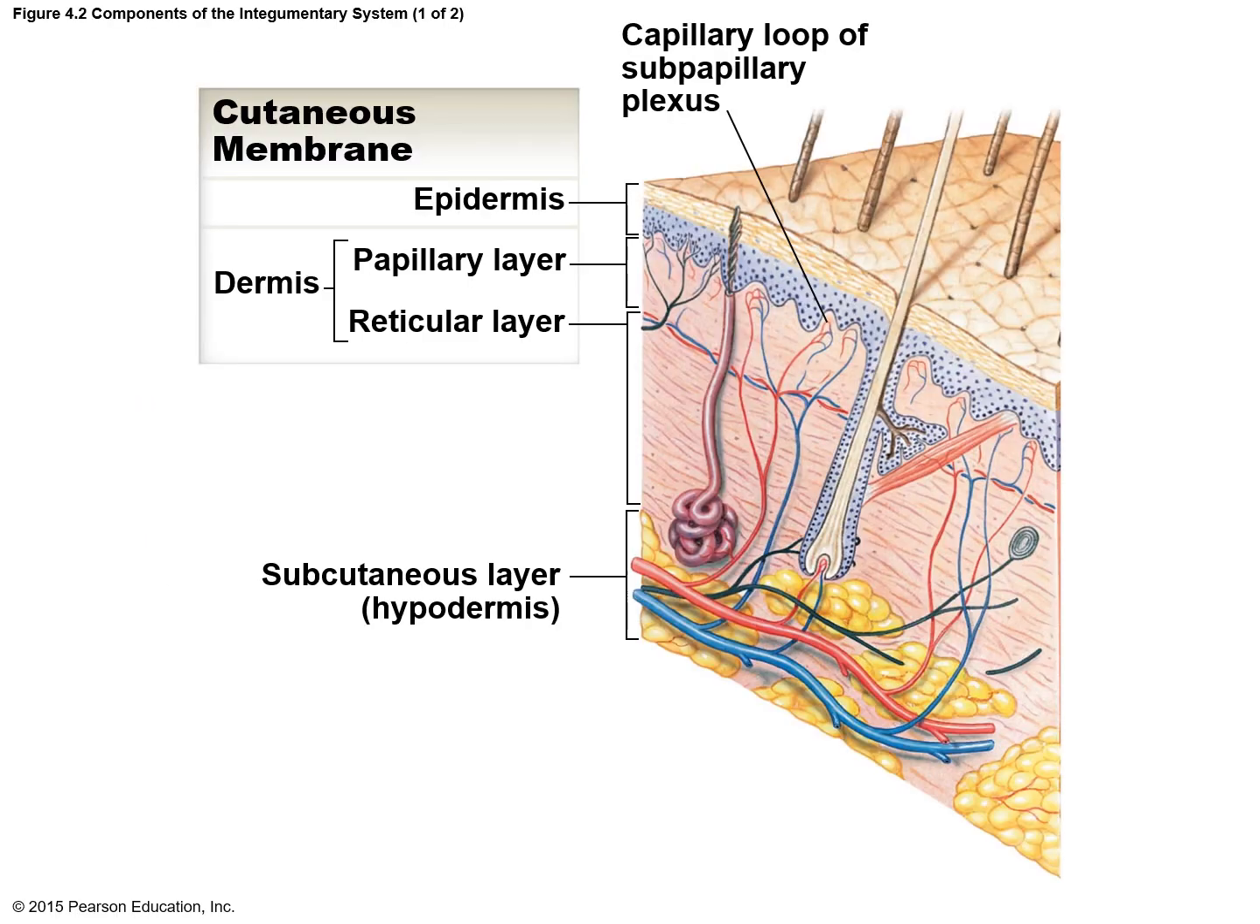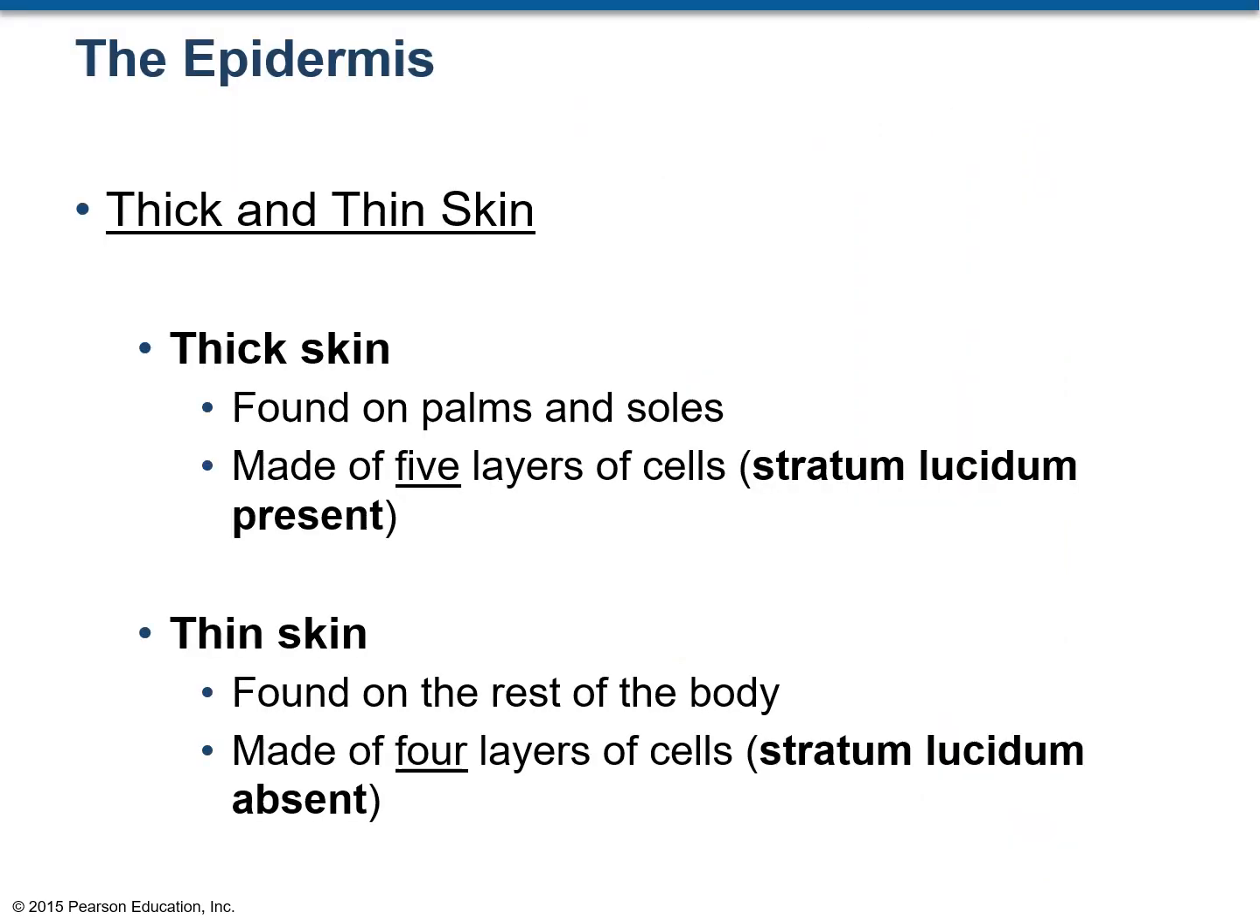This figure shows a section of the skin. You can see the top epidermis layer followed by the dermis, and then finally deep to the dermis is the hypodermis or the subcutaneous layer. There are two types of skin present in the human body. These are thick skin and thin skin. Thick skin you can find on the palms and soles of your feet. Thin skin is usually found on the rest of the body.